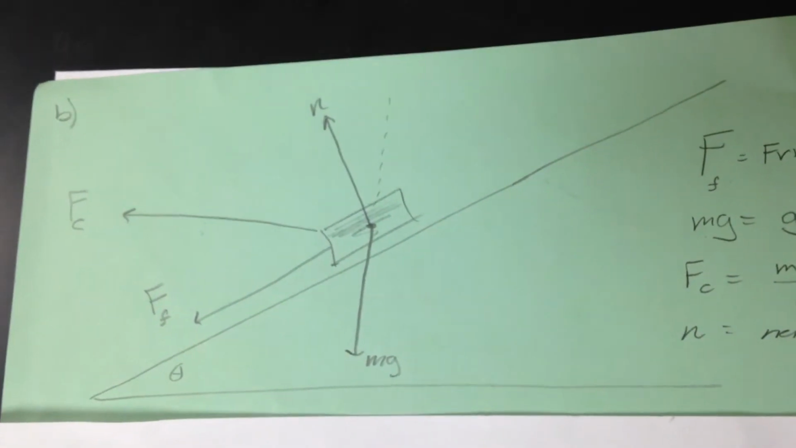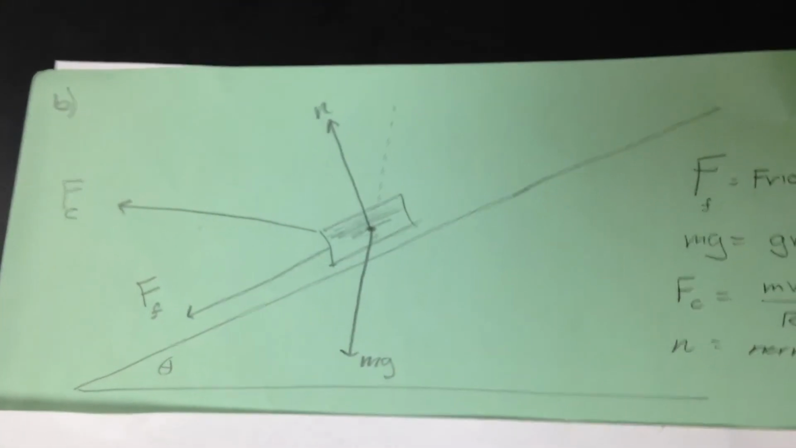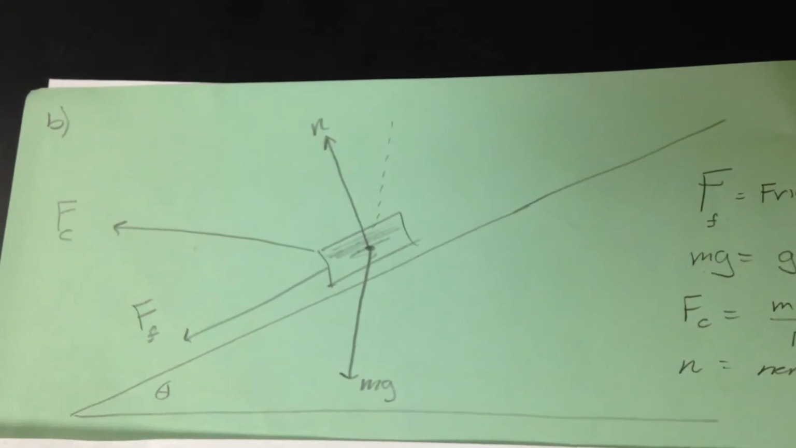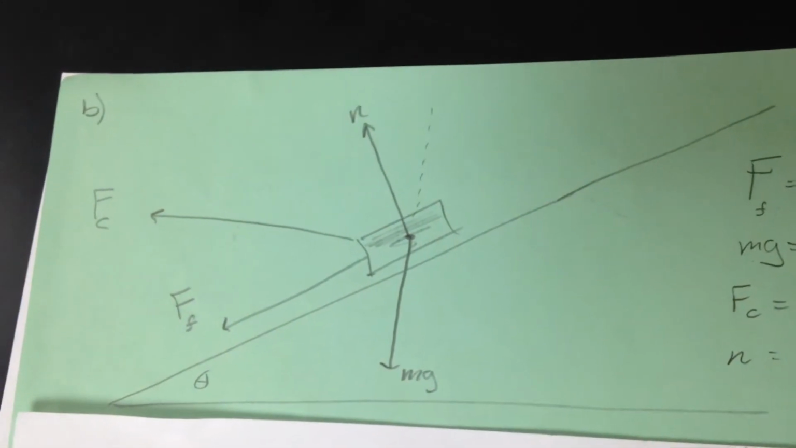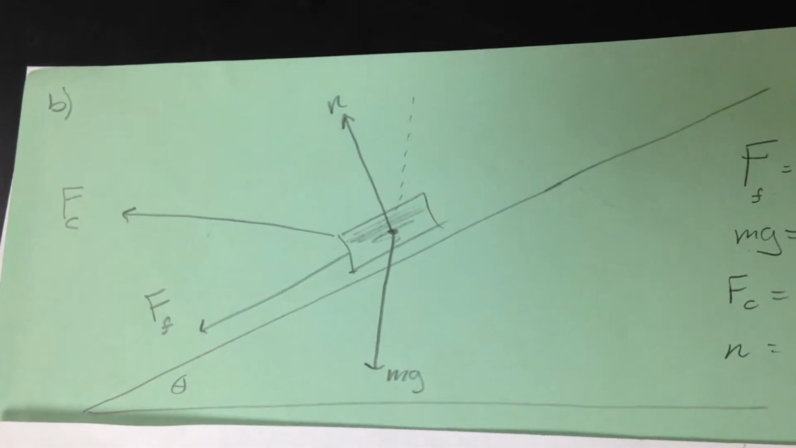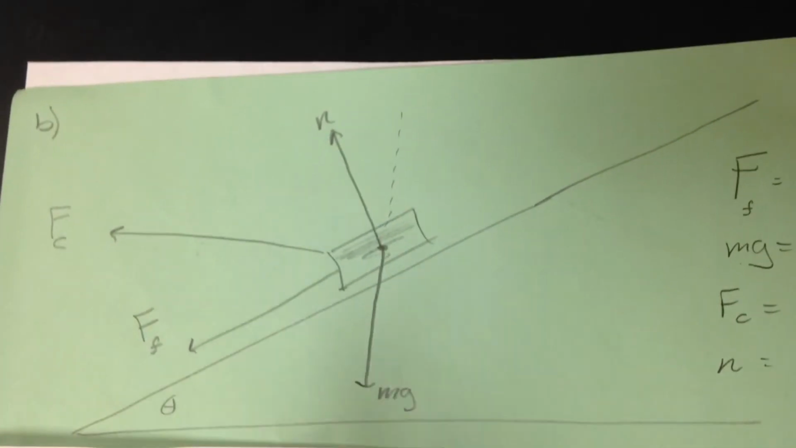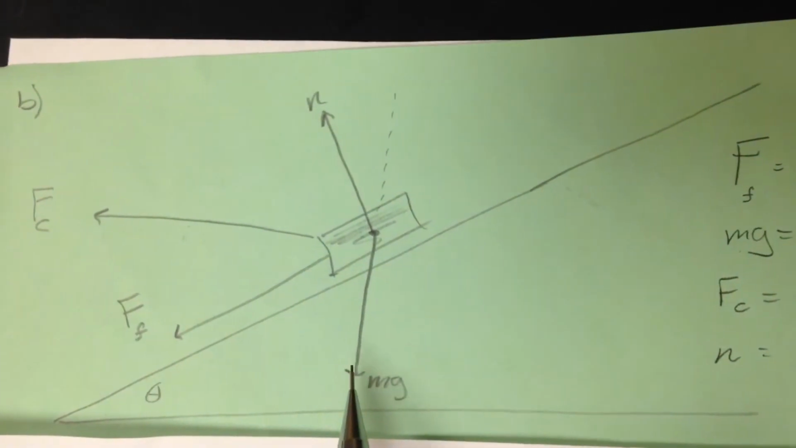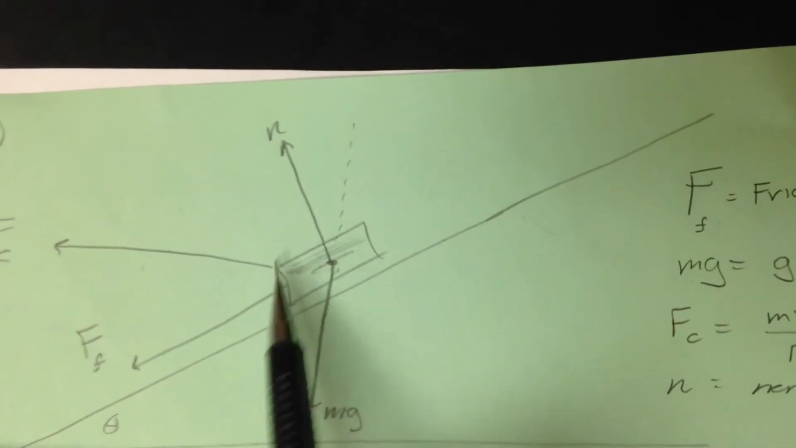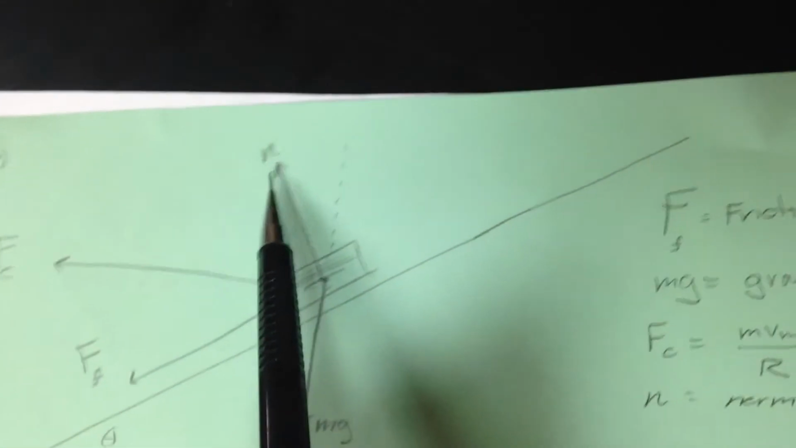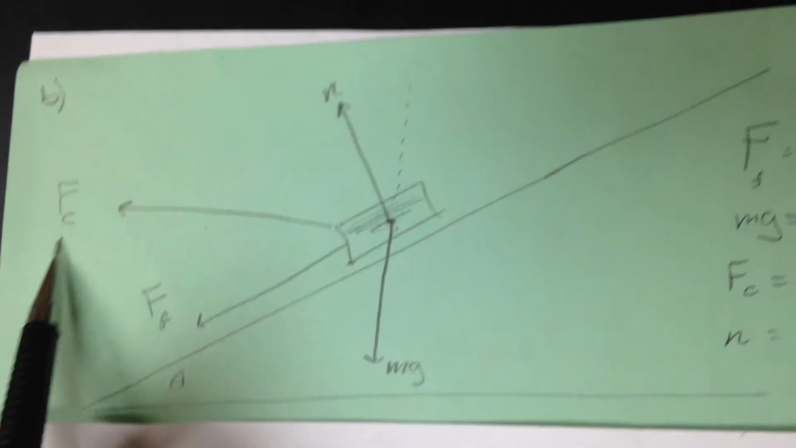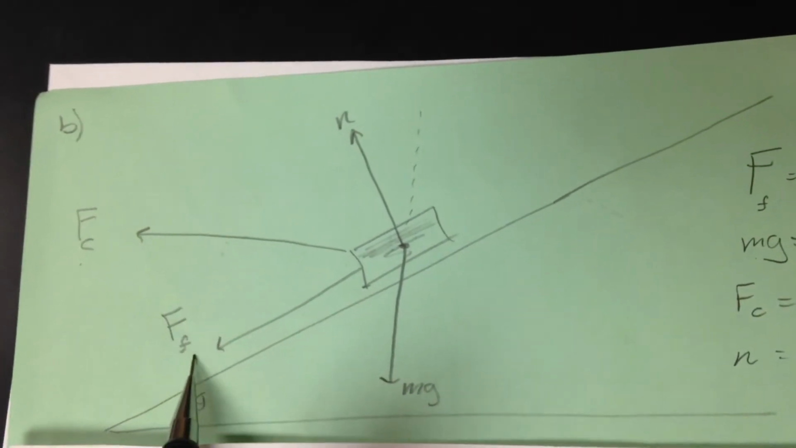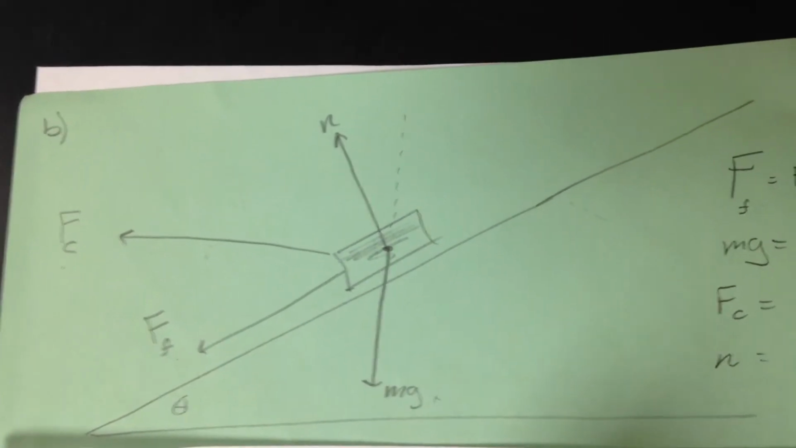Part B asks us to find the same thing as Part A, except for one difference. The car is traveling faster and is about to slip upward. Therefore, the force of friction will be moving in this direction to maintain its position on the slant. This is a diagram of all the forces acting on the car. This is representing the car. Normal force, centripetal acceleration, or centripetal force, force of friction, force of gravity.